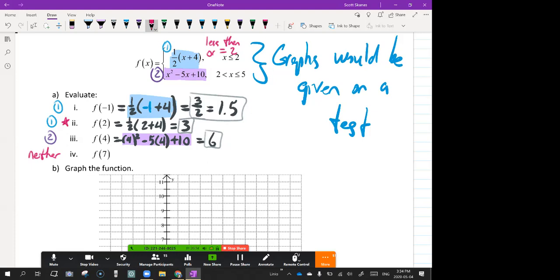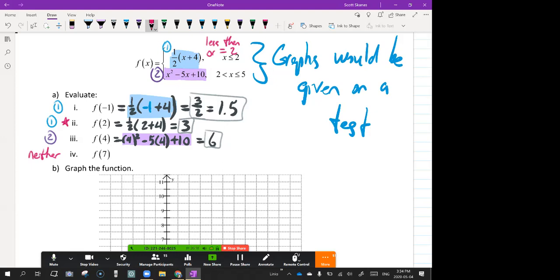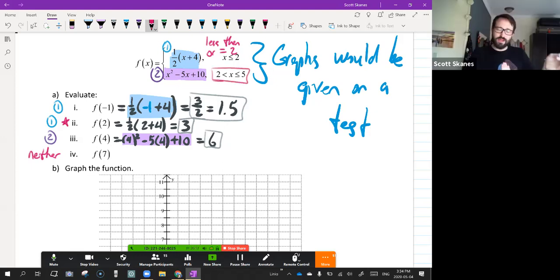The function only goes up to 5 and then it just disappears. It doesn't exist. It's only between 2 and 5, yeah? It doesn't exist past 5. So this function does not exist. And that's okay.